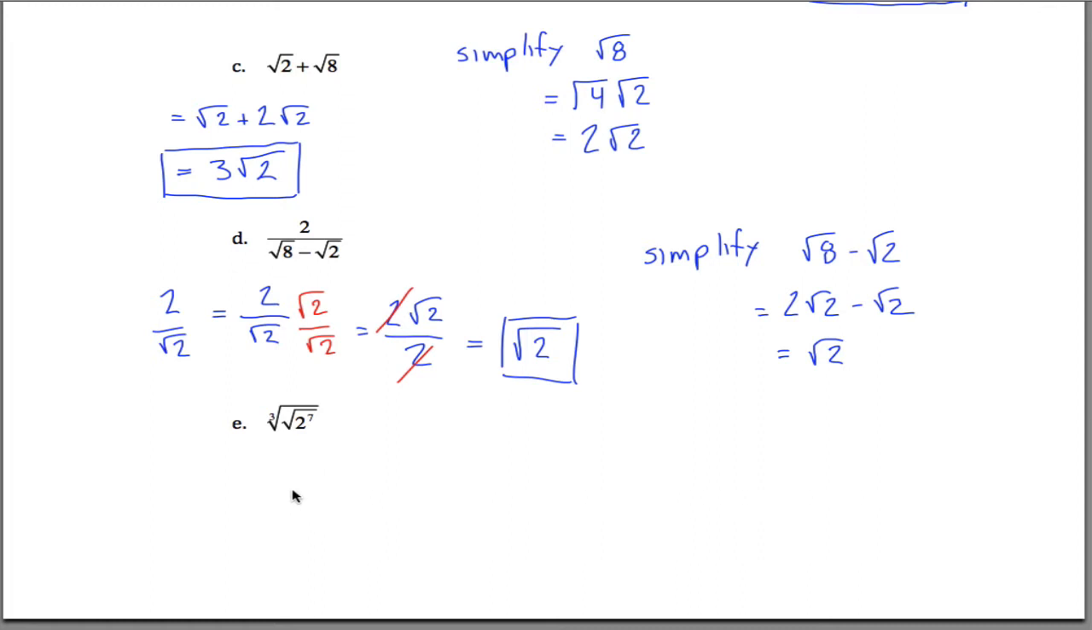The last one here, this is saying 2 to the... square root of... wow, what a mess. Okay, maybe I'll first switch this to exponent form. 2 to the 7th, taking the square root of that, so I'm raising that to the 1/2 power. And I'm taking the cube root of that, so I'm raising that to the 1/3 power. What you can do is multiply all these together. 7 times 1/2 is 7/2, times 1/3 is 7/6. So this is just 2 to the 7/6 power.